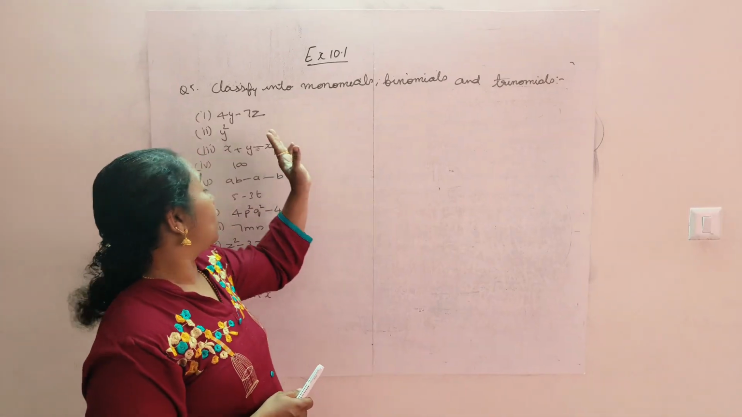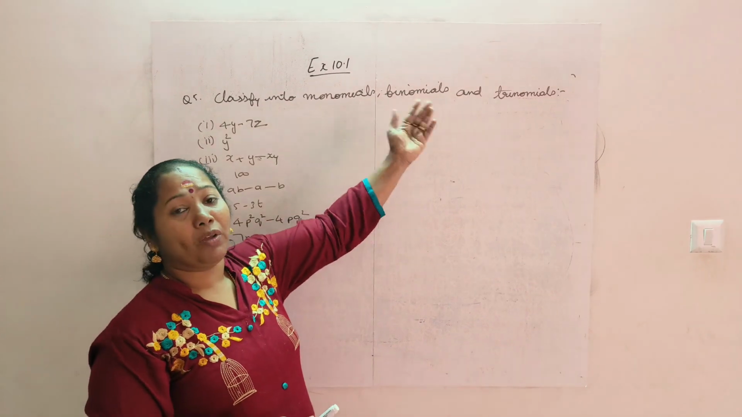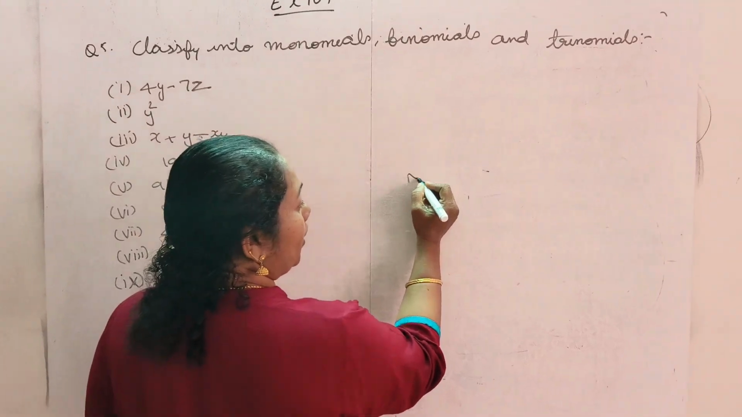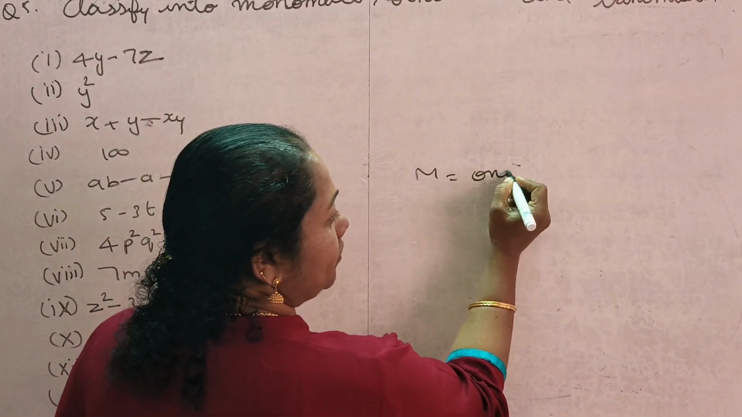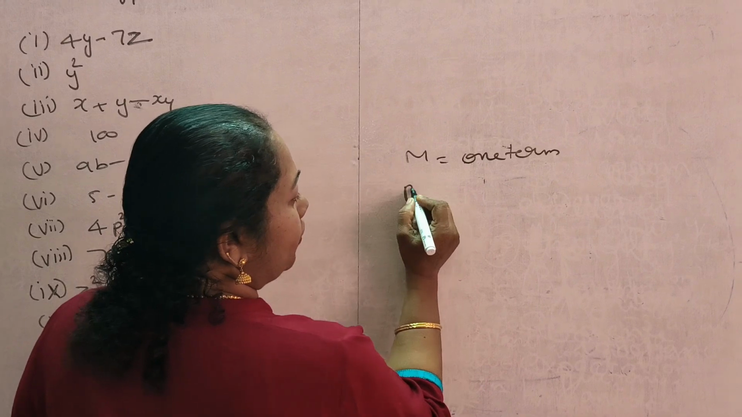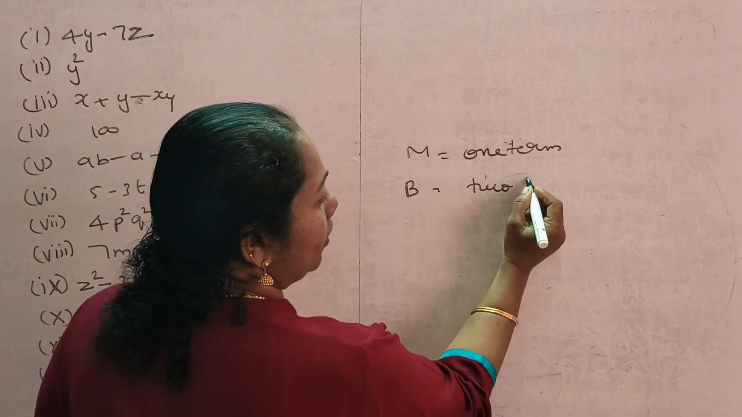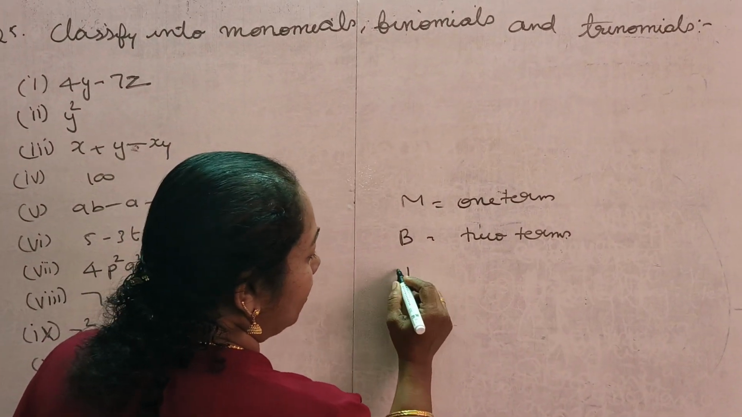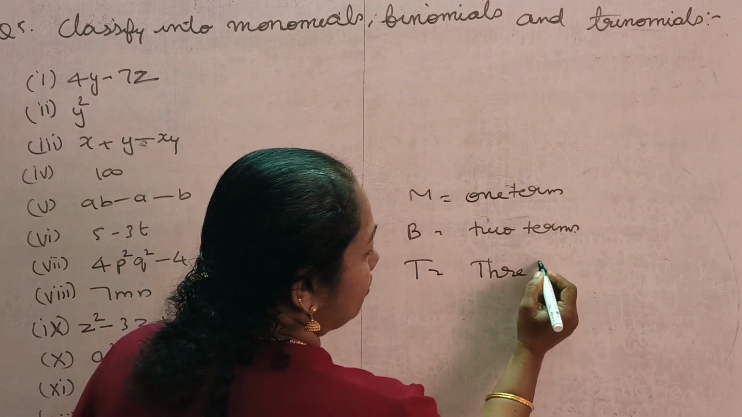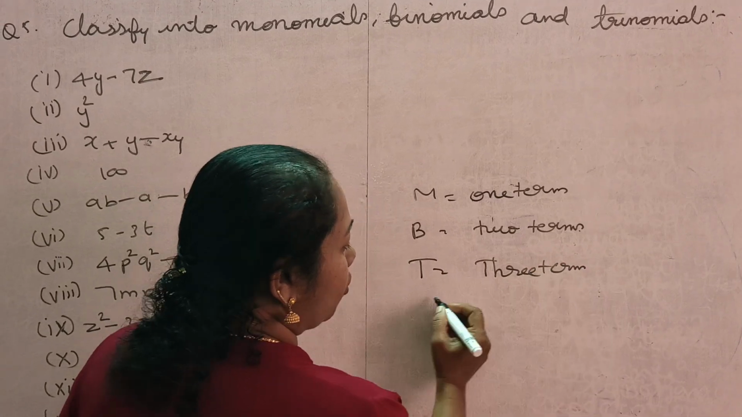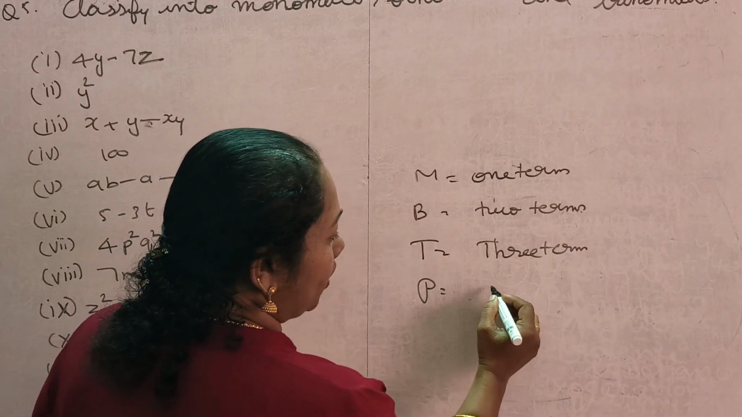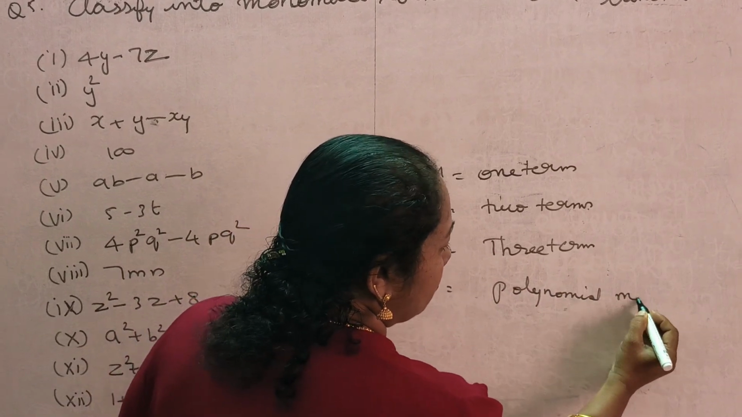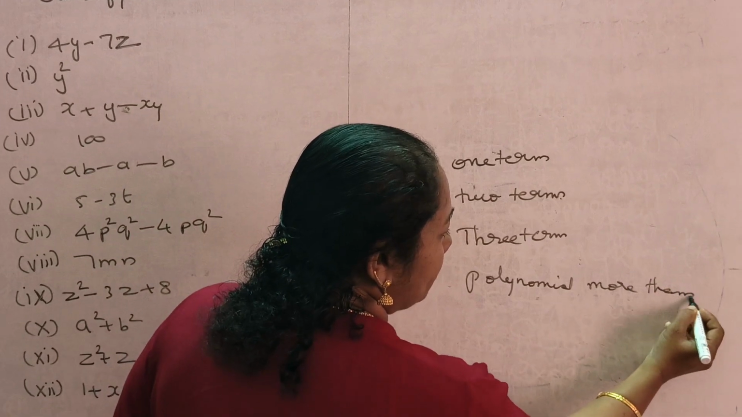Okay. In this one, we have to classify these questions into monomial, binomial and trinomial. What is a monomial? A monomial means there is only one term. If there are two terms, it is called a binomial. If there are three terms, it is called a trinomial. And if it is more than three terms, then it is called a polynomial.